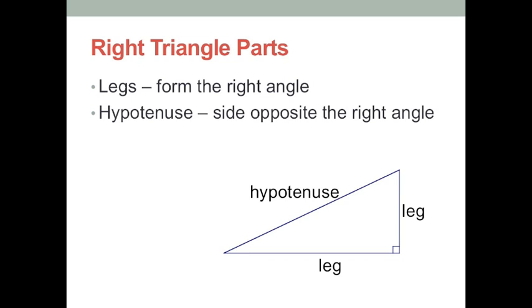The legs of a right triangle form the right angle, and the hypotenuse is the side opposite the right angle.